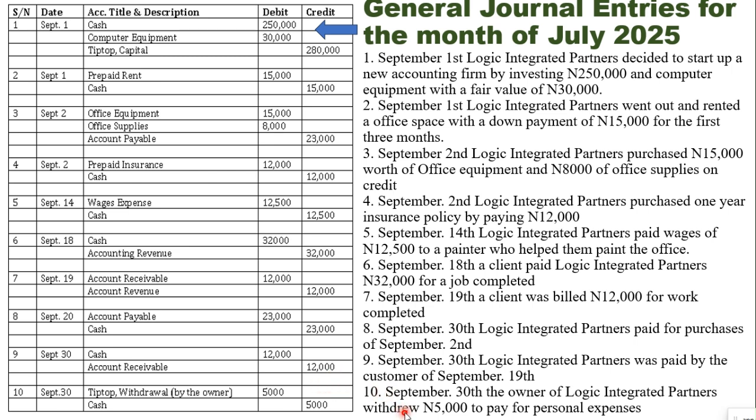So in the last transaction, number 10, September 2nd, the owner of Logic Integrated Partners withdrew 5,000 naira to pay for personal expenses. So the accounts that are being affected are the cash account and the drawings. You can call it owner's withdrawal, or you can call it drawings. So 5,000 naira will be credited to our cash account and debited to the owner's withdrawal account.